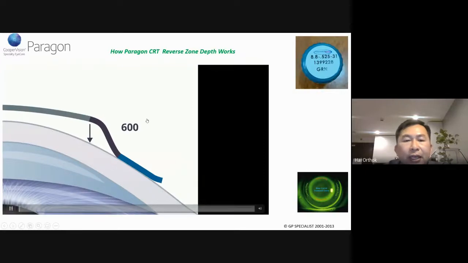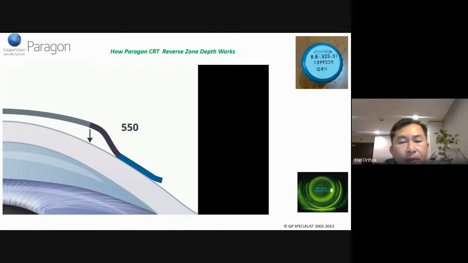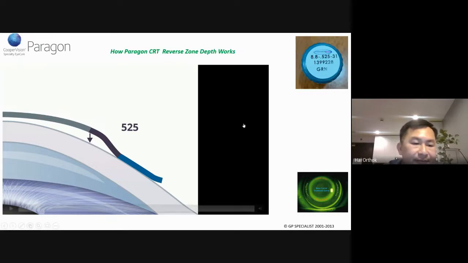And over here, we can see the difference when we reduce the reverse zone depth. When we lower the reverse zone depth, it is similar to flattening the alignment curve of the IC lens. But every unit of reverse zone depth, or RZD, in the Paragon CRT is a half diopter flatter.